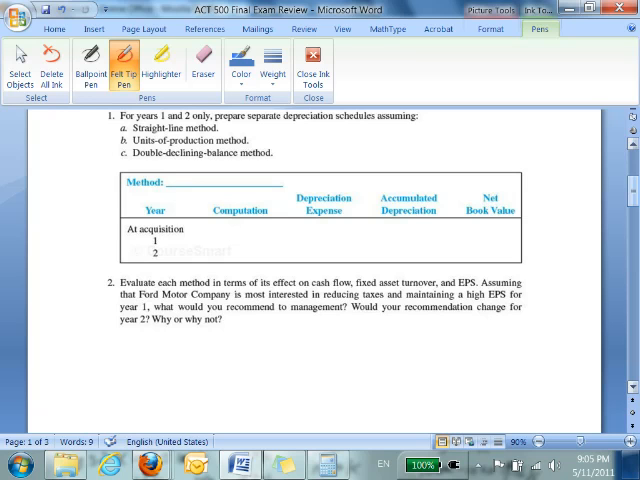Okay, these are the different methods and their effects on cash flow, fixed asset turnover, and EPS. Basically, we're just comparing the double declining method, or accelerated depreciation, with straight line depreciation. The units of production method should not be included in our discussion here because we don't know how many units are used. It may lead to high cash flow or low cash flow. It fluctuates. The depreciation expense fluctuates with the actual output of units.